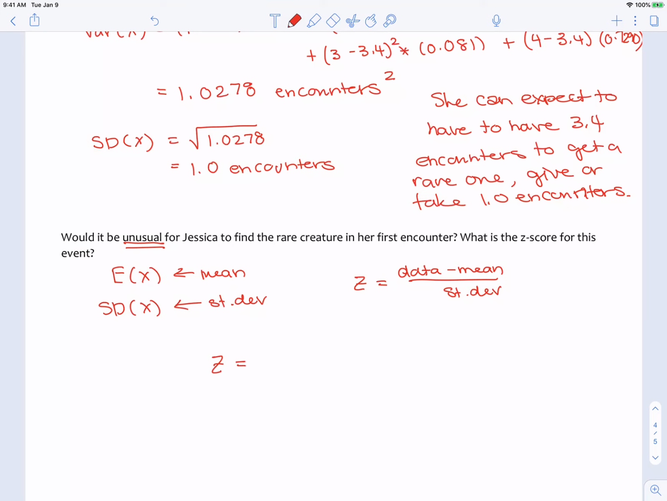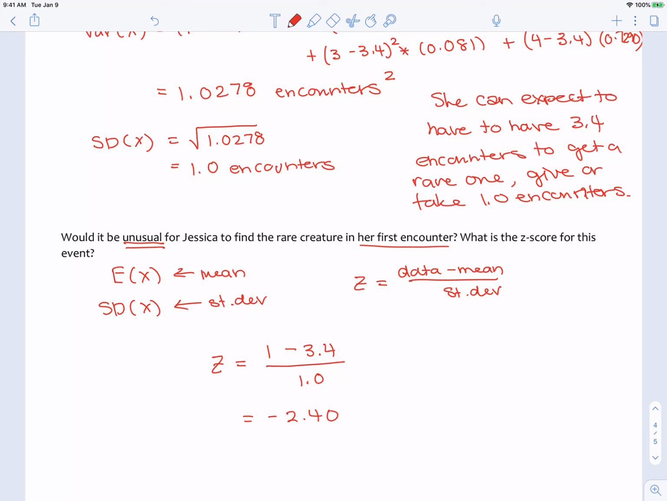So Z is going to be equal to our data value. In this case, it is just having 1 encounter. If she came across that rare creature in her first encounter, that means that's the final number of encounters she's going to have. So our data value is 1, minus our mean, which was 3.4, that's what our expected value was, divided by our standard deviation, which we just calculated to be 1. And if we run through that calculation, we're going to have negative 2.40.